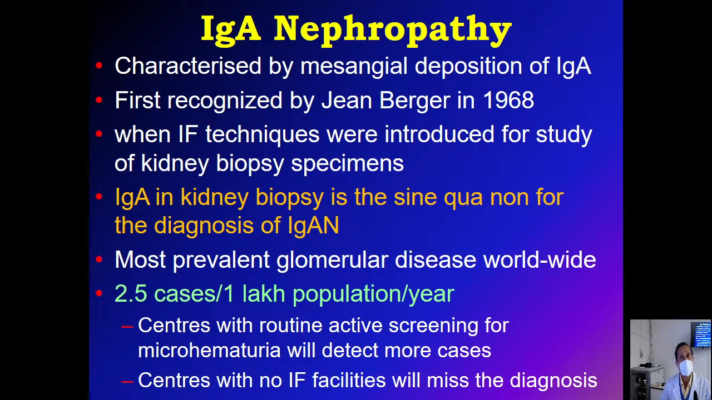But there are two caveats to this statement. First, centers with routine active screening for microhematuria will detect more cases, and we'll come to that in a subsequent slide, the countries which have such a condition. And centers which do not have immunofluorescence facilities will miss the diagnosis. So this is what has been happening in our country because very few centers till recently had IF at all. So IgA nephropathy wasn't diagnosed.